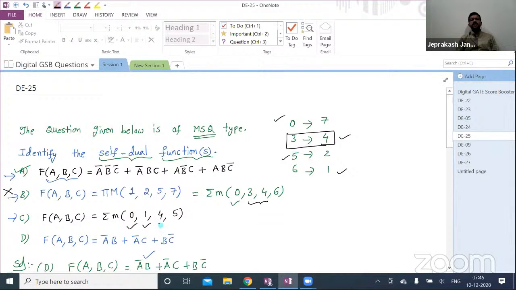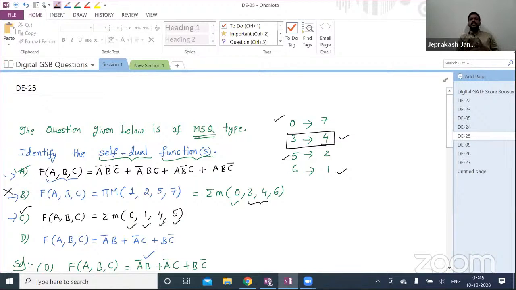5 is there. Okay. So that means, do you have any mutually exclusive term here? For 0, the mutually exclusive term is 7. For 1, 6. 4, 3. 5, 2. Right. Is it self-dual? Option C, whether it is self-dual? Yes, it is self-dual, right? Option C is self-dual.